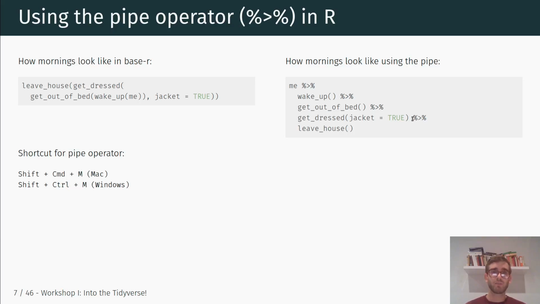Of course, it can be tedious to type the pipe operator every time. So there is a shortcut in RStudio and in RStudio Cloud, which is for Mac users Shift Command M, and for Windows users Shift Control M to insert the pipe operator.